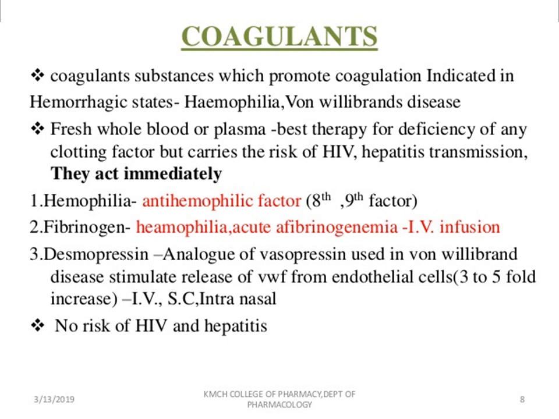Fibrinogen is used in hemophilia and acute fibrinogenemia, given by IV infusion. Desmopressin, an analog of vasopressin, is used in von Willebrand disease and stimulates release of VWF from endothelial cells. It is given IV, subcutaneous, or intranasal, with no risk of HIV and hepatitis.